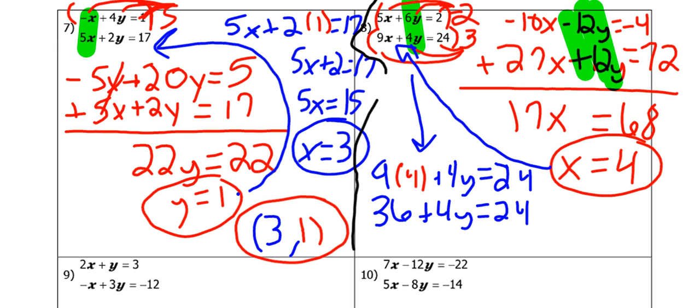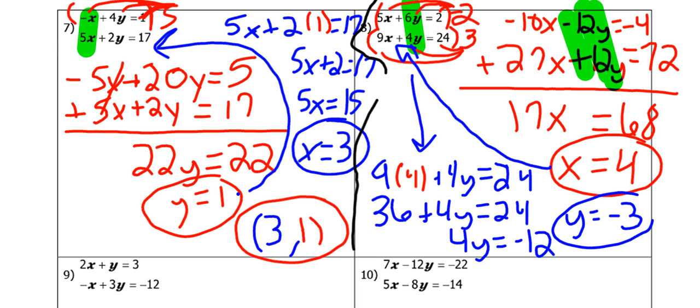So I'm going to subtract 36 from both sides. I have 4y equals negative 12, because 24 minus 36 is negative 12. And then when I divide both sides by 4, I get y equals negative 3. So if I have negative 3 for y and 4 for x, my final answer, squeeze it over here, would be 4, negative 3.